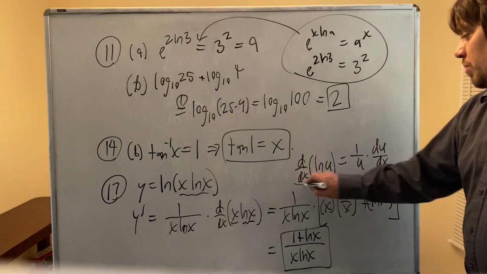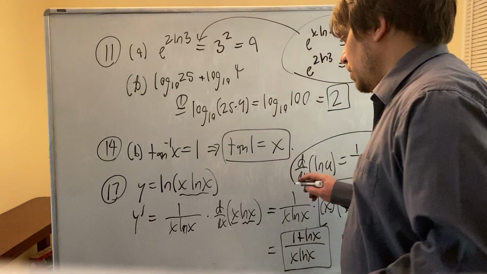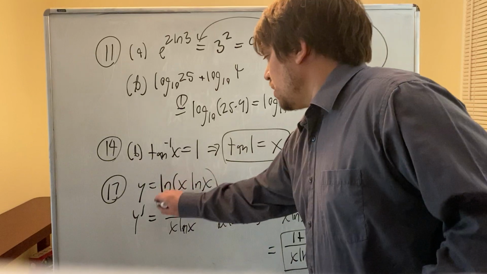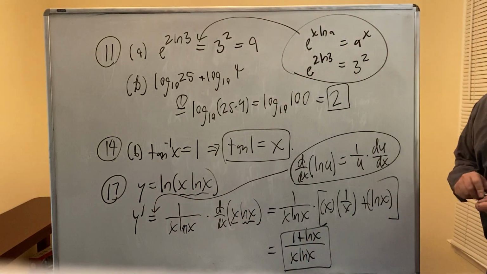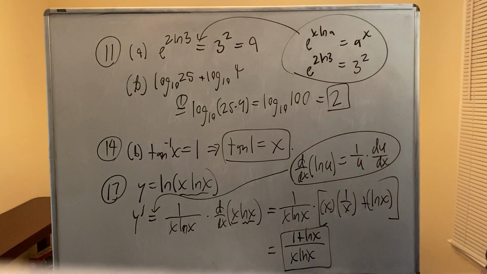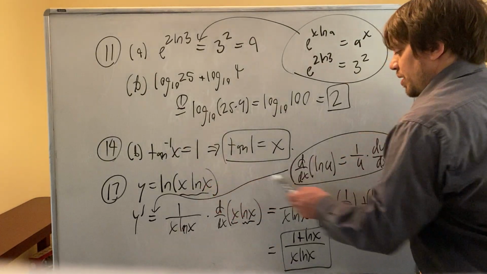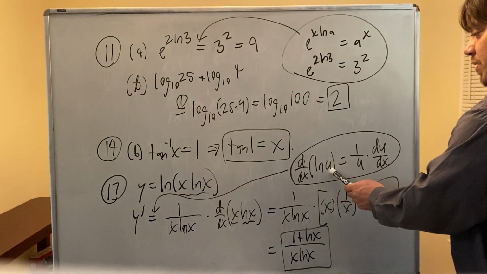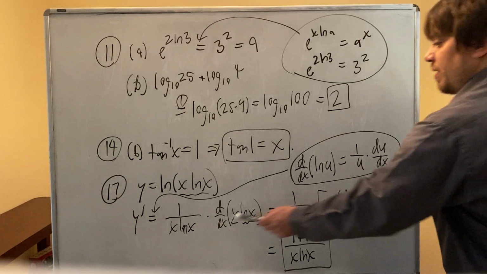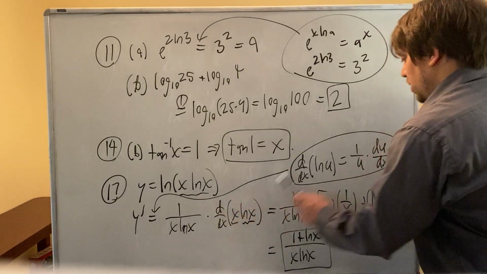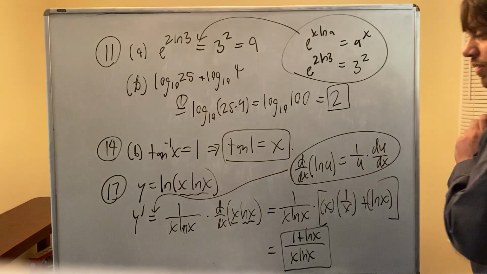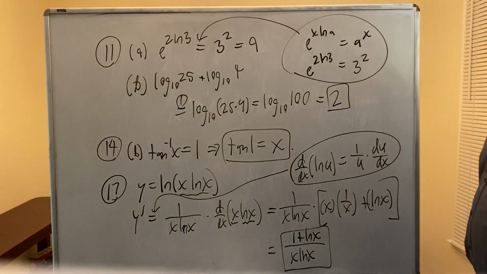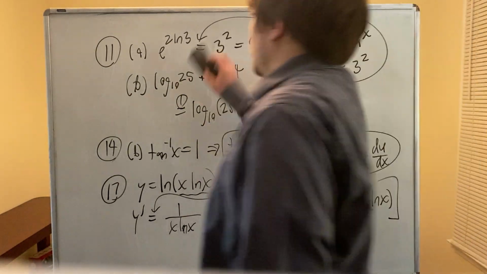And so we differentiate y, for example, 17. Okay, we use this formula right here for that equal sign, right? The first equal sign in the solution. The u is x ln x. So d dx of ln of x ln x is 1 over x ln x times the derivative of u, which is x ln x. All right, so that's 11, 14, and 17. Let's do some more.